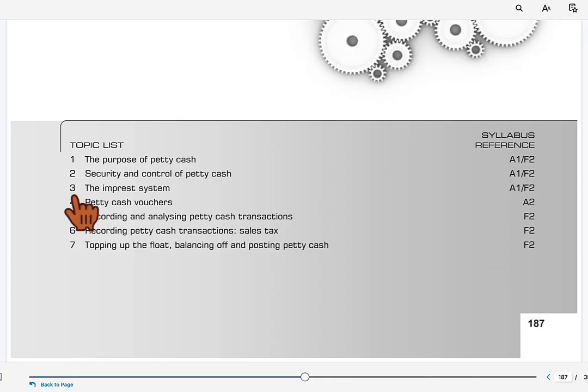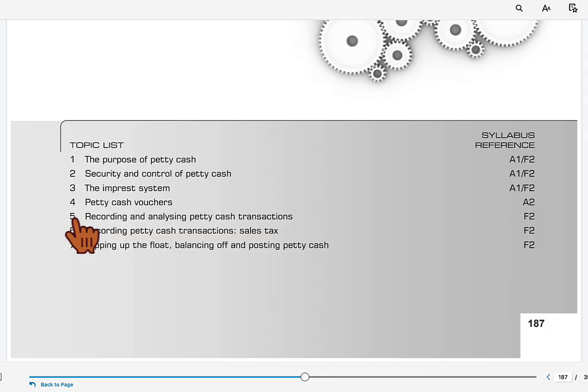Topic 3. The imprest system. This is the most common system used for petty cash. We learn what imprest means and how the petty cash float stays at the same fixed amount after topping up. Topic 4. Petty cash vouchers. We learn what a petty cash voucher is and why it is so important. A voucher is the written proof that cash was paid out, including details like the reason, the amount, the date, and the person who received the cash.